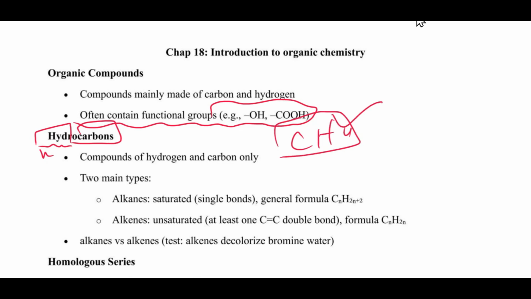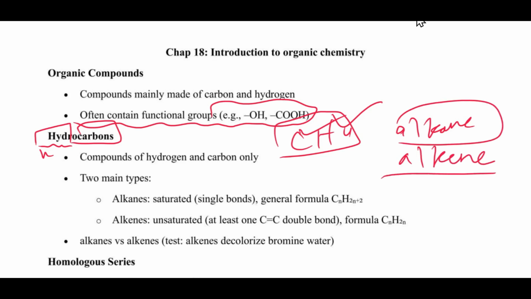Okay, because it has only hydrogen and carbon, no other element present. So there are two homologous series of hydrocarbons. One homologous series is called alkane and the other one is alkene. These are the only two homologous series that are actually hydrocarbons. We don't have any other types. So two types, alkanes and alkenes.